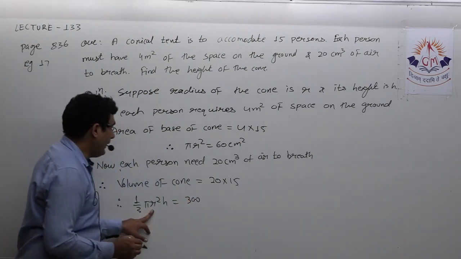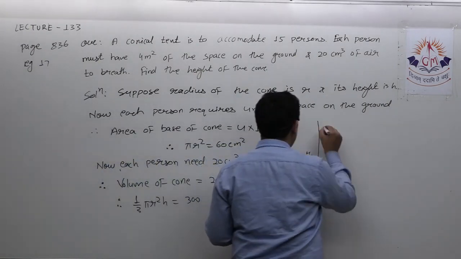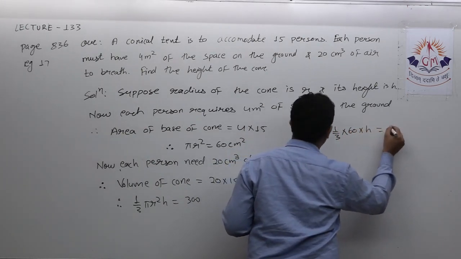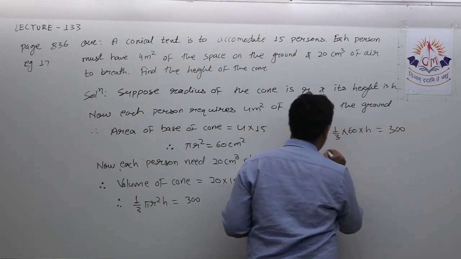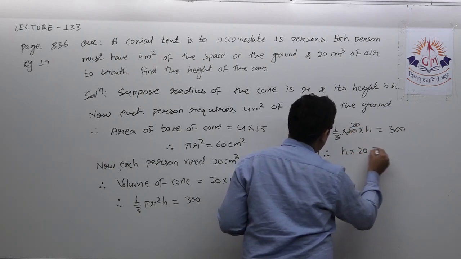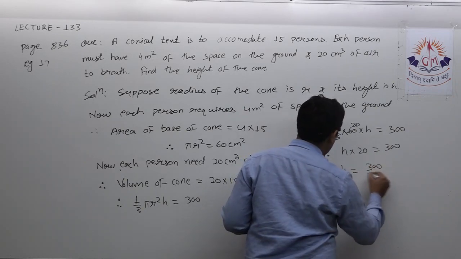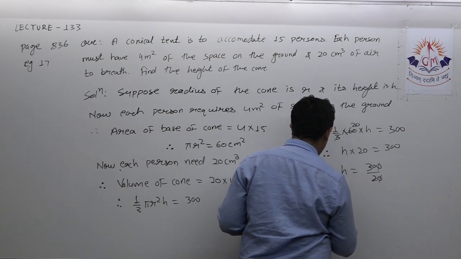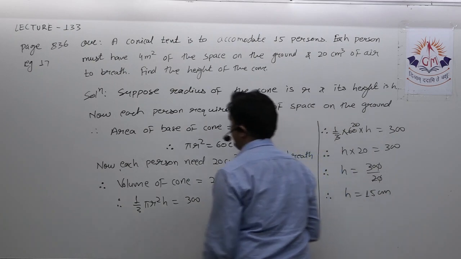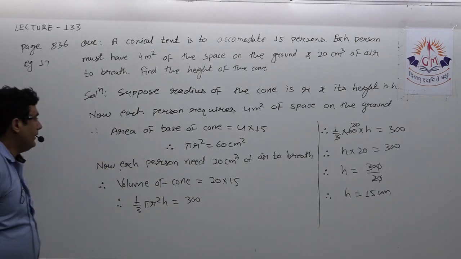Now here pi r square is 60. So if I solve this further I will get the value of h. Therefore 1 by 3 into 60 into h is equal to 300. Therefore I can say h into 20 is equal to 300. Therefore h is equal to 300 upon 20, that is 15. So h is equal to 15 centimeter. That means the height of the cone is 15 centimeter. So please note it down. Then we will see the next question.